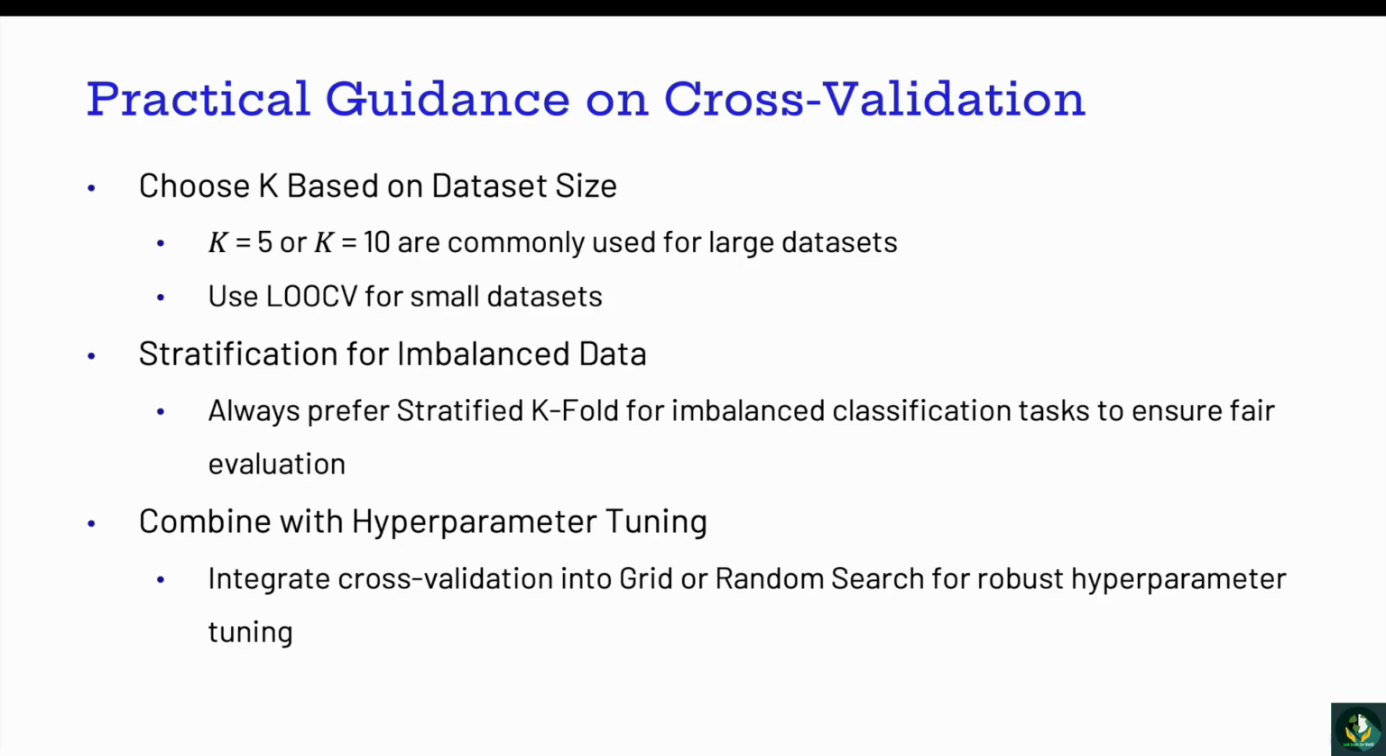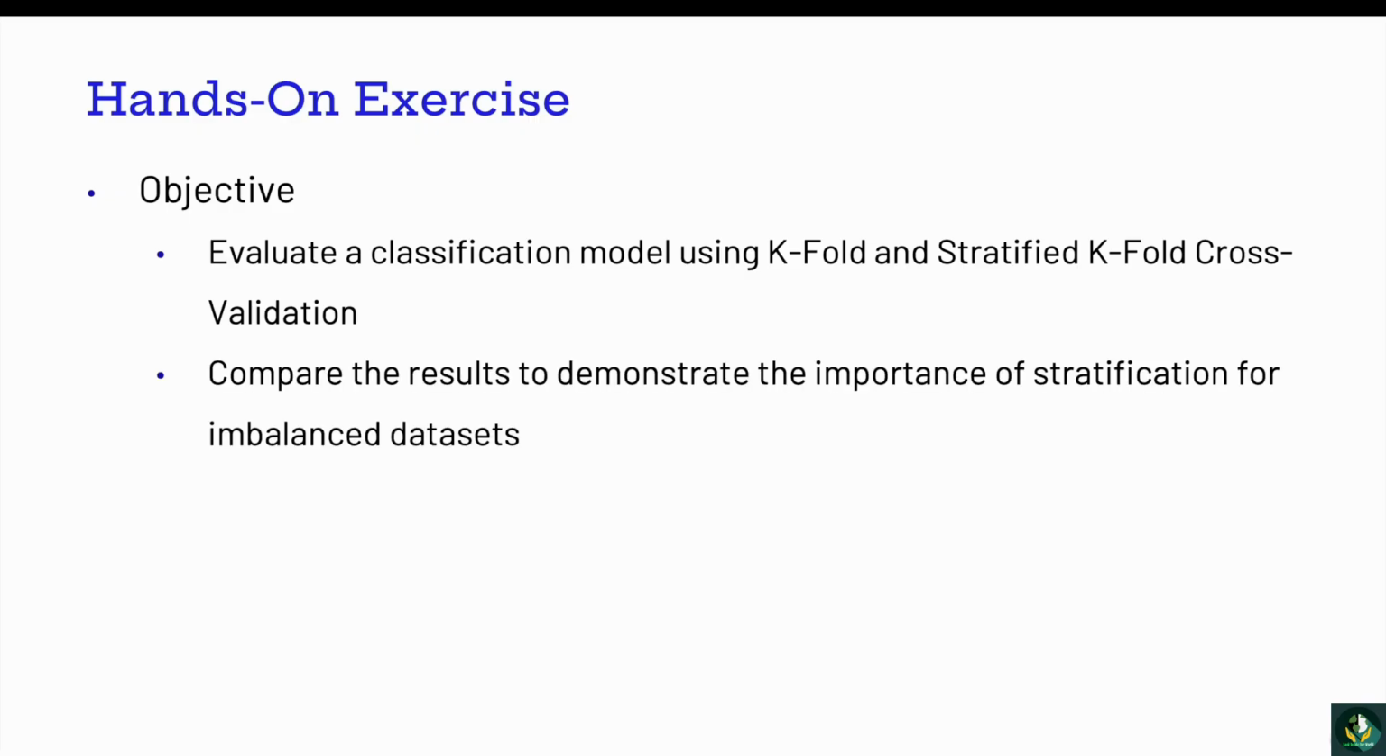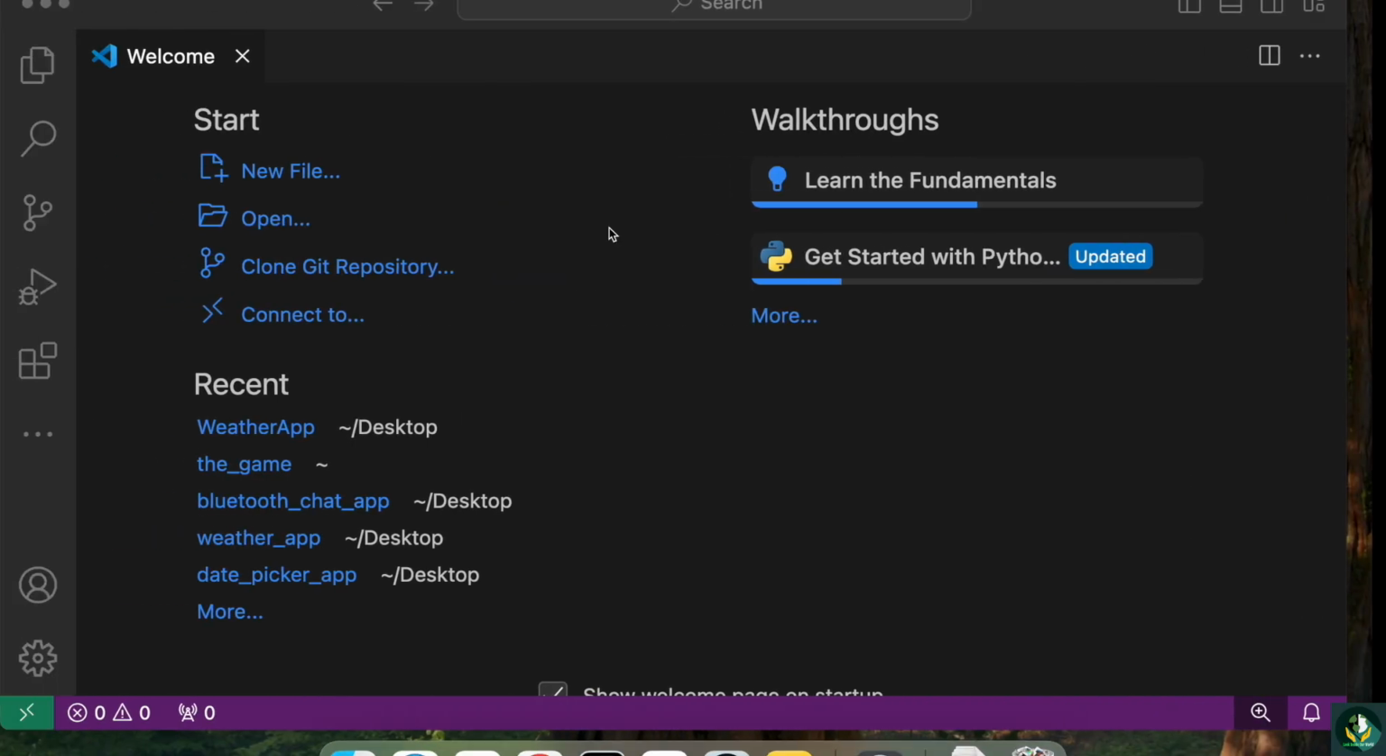With this in mind, let's jump into a hands-on exercise where our objective is to evaluate a classification model using k-fold and stratified k-fold cross validation and then compare the results to demonstrate the importance of stratification for imbalanced datasets. The dataset we'll be using here is the credit card fraud detection dataset, which is available on the Google API's TensorFlow site as an imbalanced dataset. So let's go ahead and load and explore the dataset first.